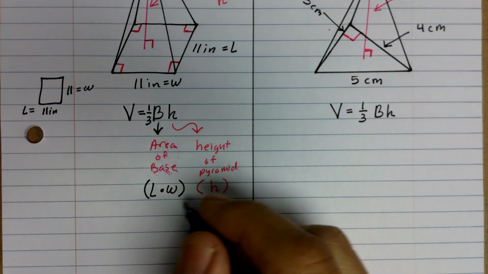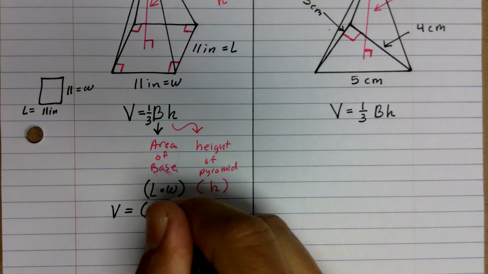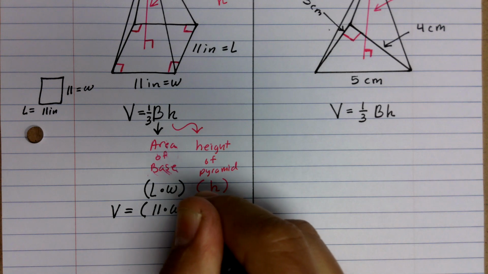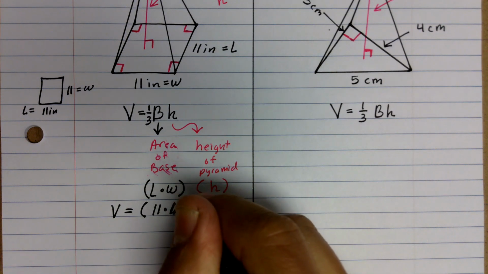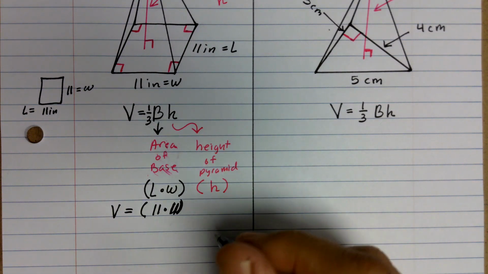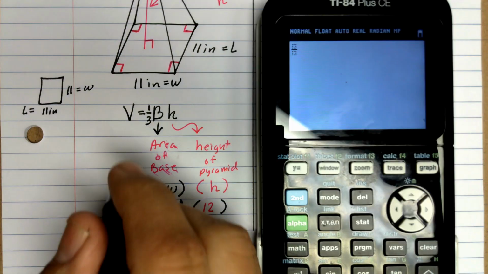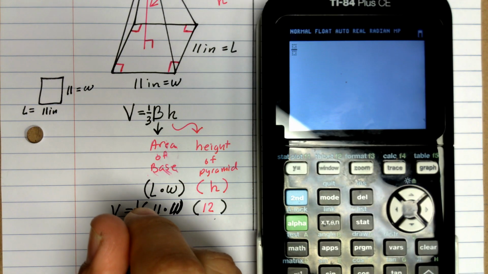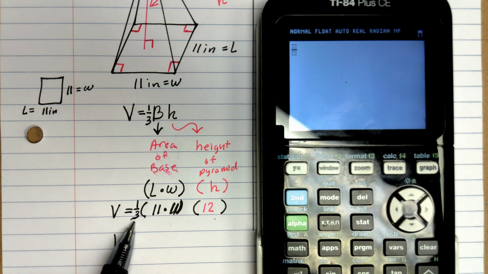So I'm going to rewrite this real quick. V is equal to the length, which is 11, times the width of the base, which is 11 as well. So we have 11 times 11, the length times the width, and then this is going to be multiplied by the height of the pyramid, which is 12. My 1/3, because remember up in our formula it was 1/3 the area of the base times the height, so I do have to have that 1/3.